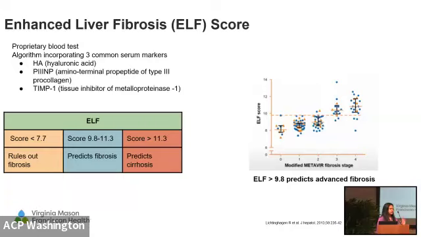So any score that's less than 7.7, these patients are unlikely to have advanced fibrosis. And those who are above 11, just like the FibroScan values, are likely to have advanced fibrosis. And then you have the patients who are above 9 who are likely to have some amount of fibrosis. So really, you want to identify those with a score of 9 and above.